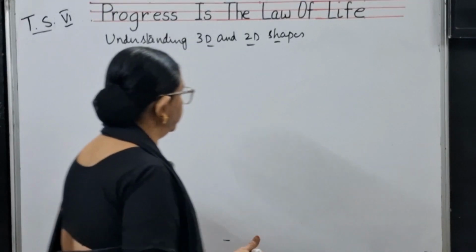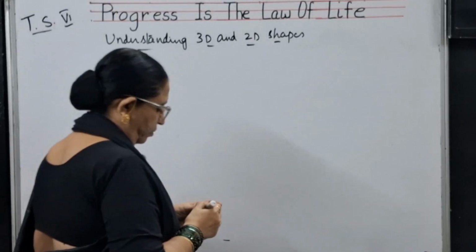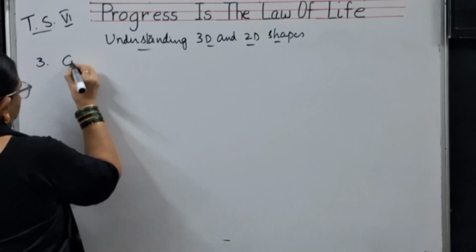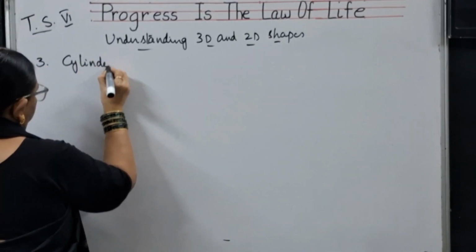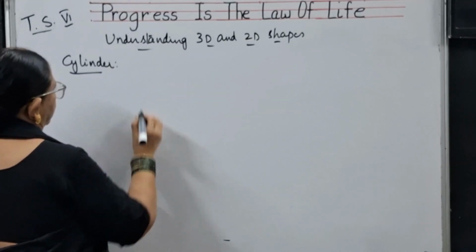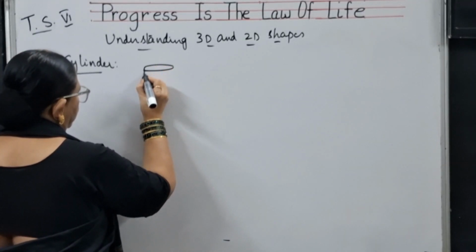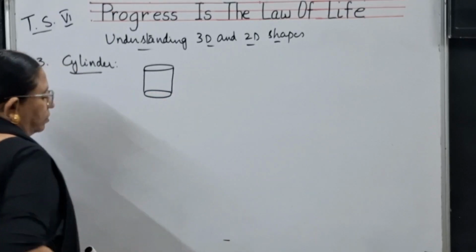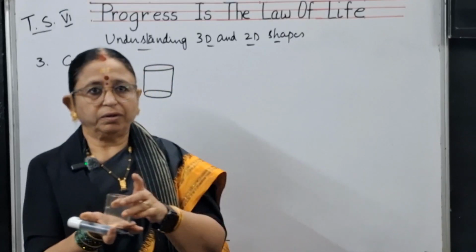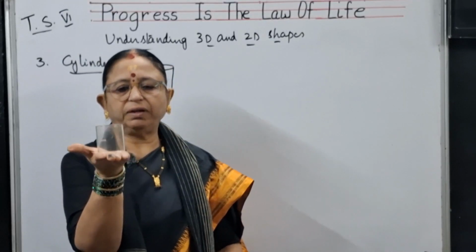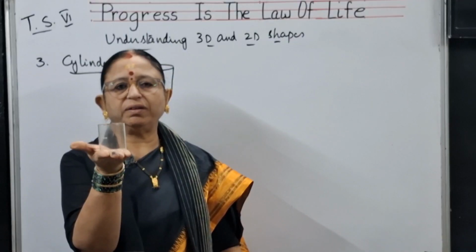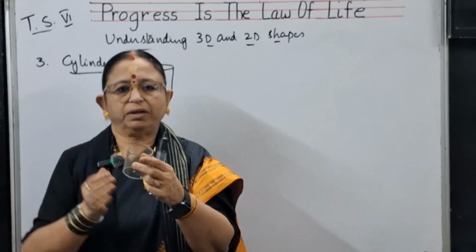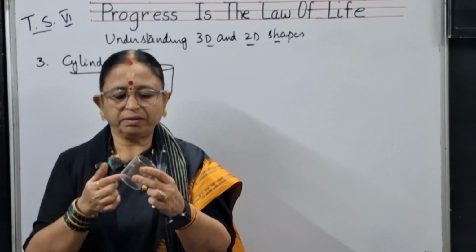Now let us talk about the third one, that is the cylinder. What is the shape of a cylinder? The cylinder shape is like this. This is considered as a cylinder. So let me show you. So this is a cylindrical shape. And what does this cylinder have? The cylinder has 2 circular surfaces, one base and one top.